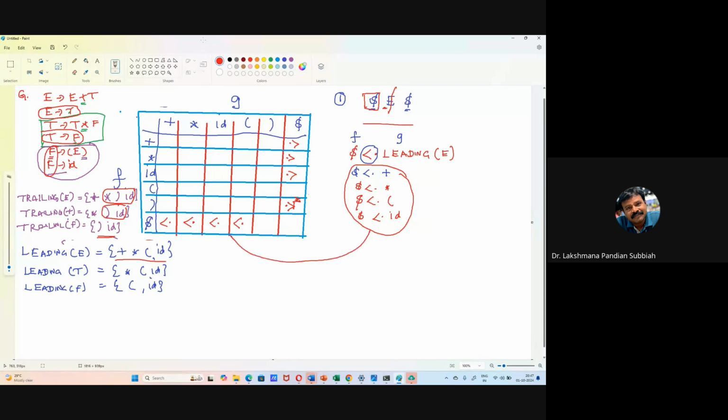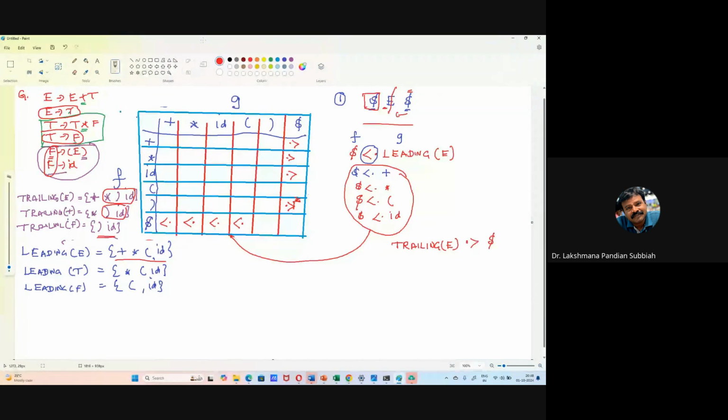This row is filling now. Right? Now we are getting another relation: this end of the dollar. What is the previous symbol? It is the trailing of E. So now the relation is trailing of E is having higher precedence than this dollar.